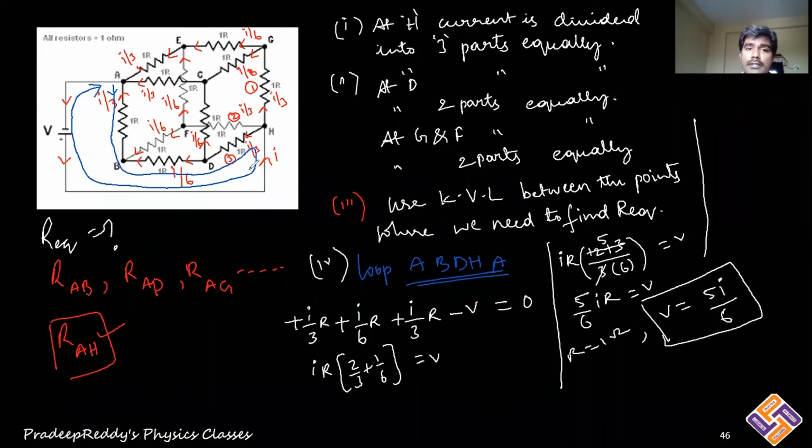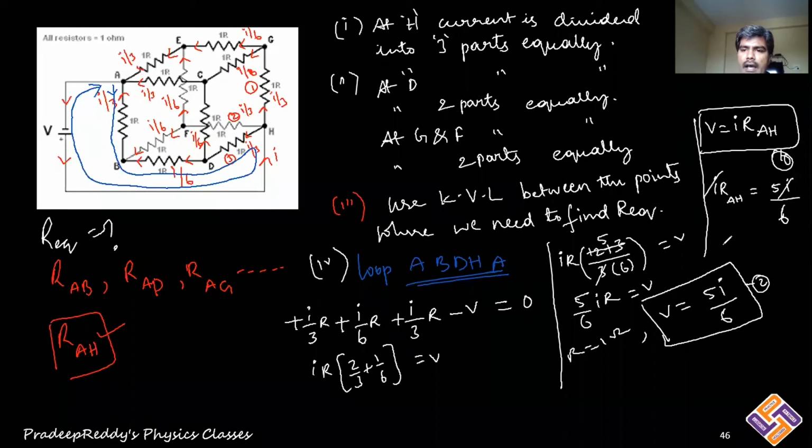But what is the effective resistance between A and H? We have V is equal to I into R_AH. Now equate these two. This is number 1 and this is number 2. From 1 and 2 we can write I R_AH is equal to 5I divided by 6. This I and I get cancelled. R_AH is equal to 5 by 6. This is the value of resistance between A and H.